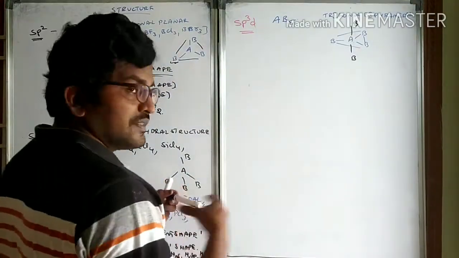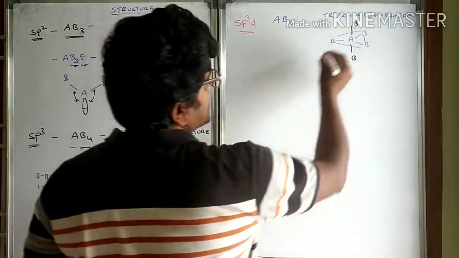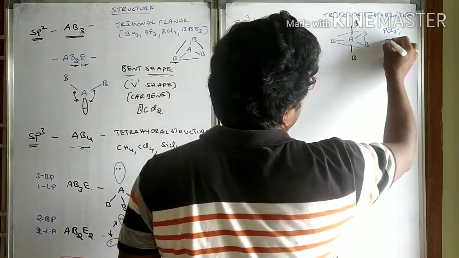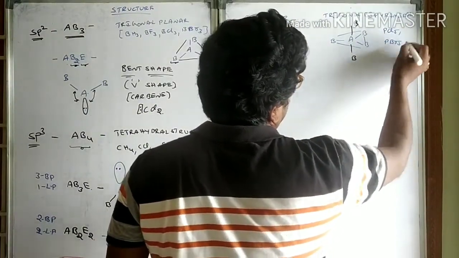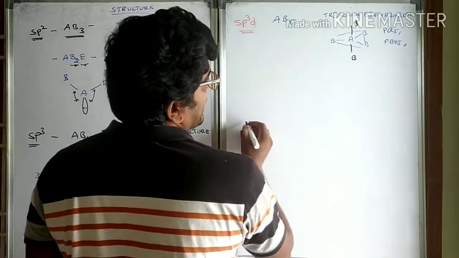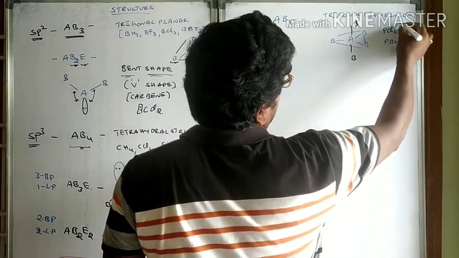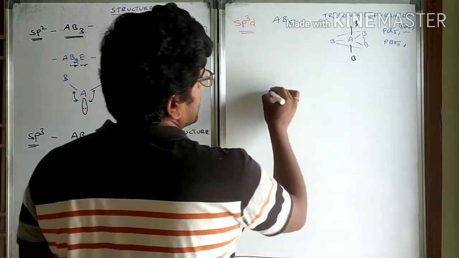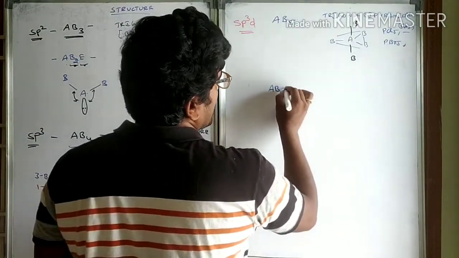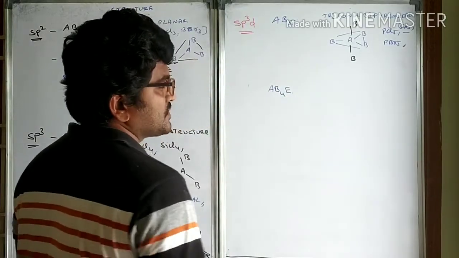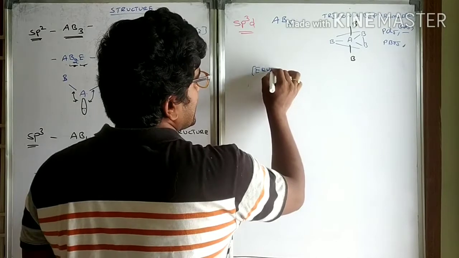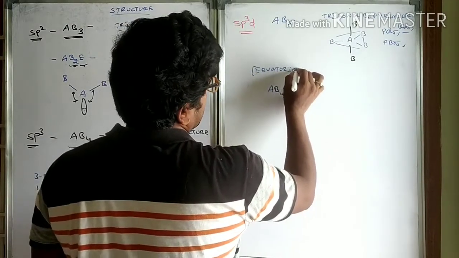Now you see the different molecules possible for this: the example is PCl5, and PBr5 also will be coming. AB5. This is in gas phase. You know very well in solid state what is the structure of that thing. AB5. Replace one of the bond pairs with a lone pair. So always remember, in this case it will occupy the equatorial position.